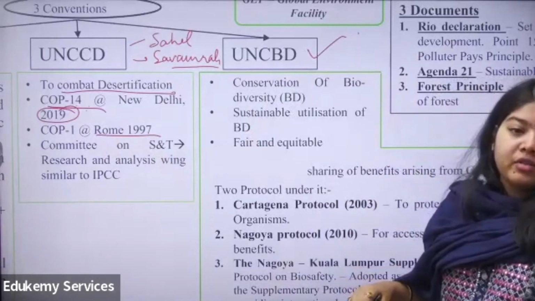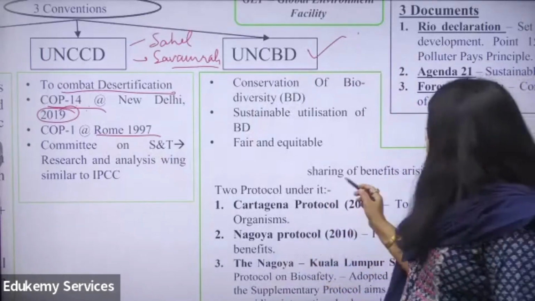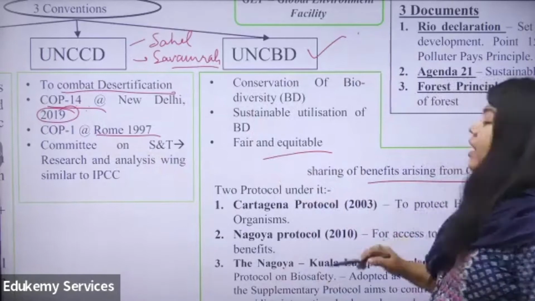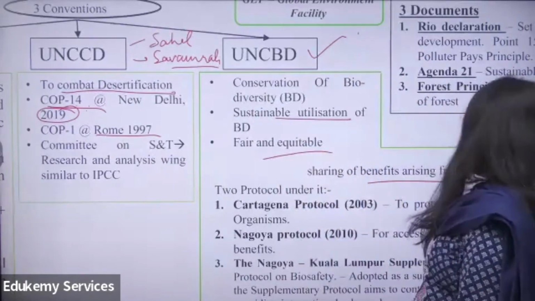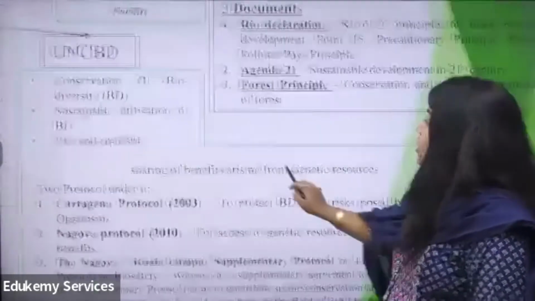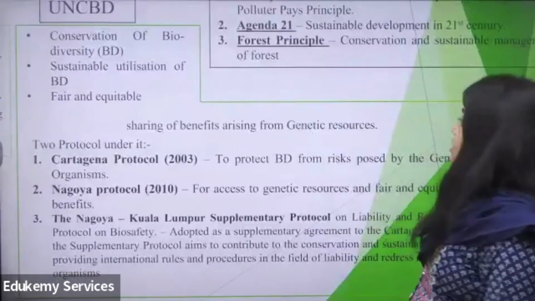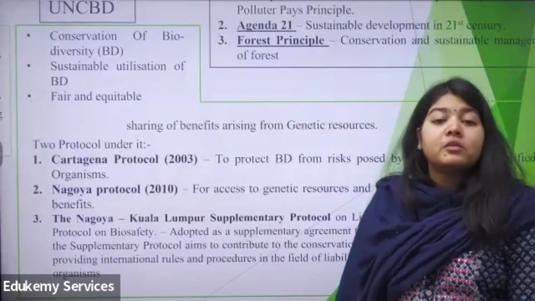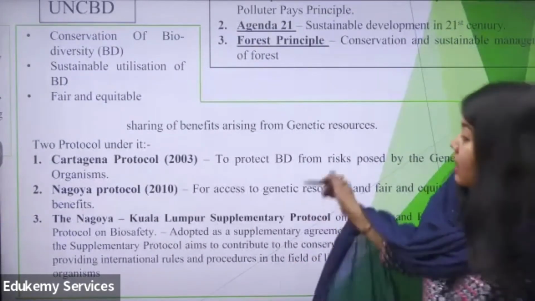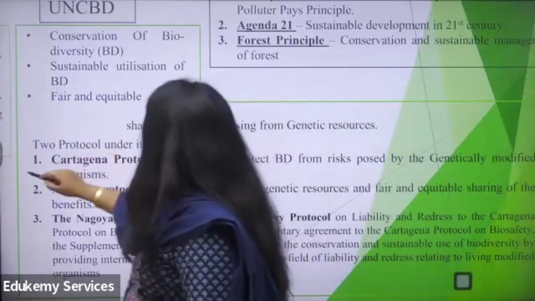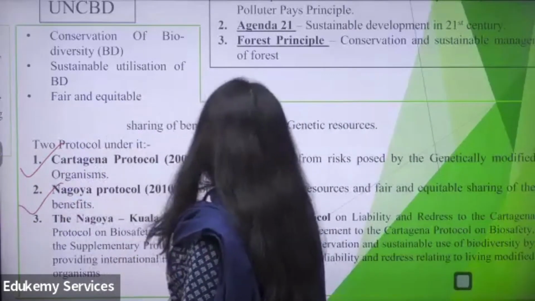Convention on Biodiversity: fair and equitable sharing of benefits arising from genetic resources and their utilization, and proper sustainable utilization of biodiversity. These are the two major principles for UNCBD. There are two major protocols, one Cartagena, another Nagoya.